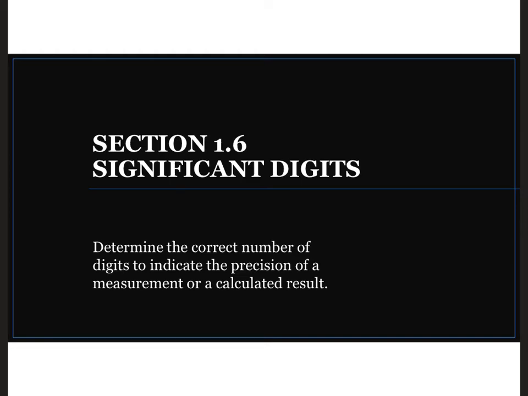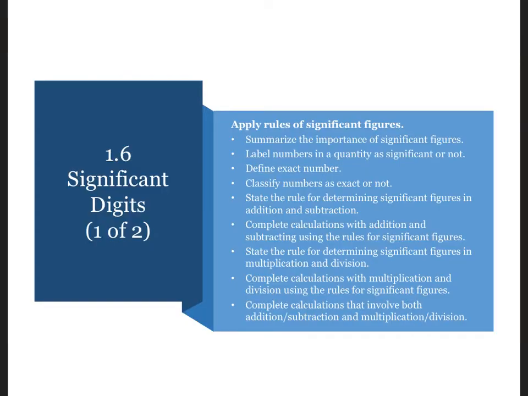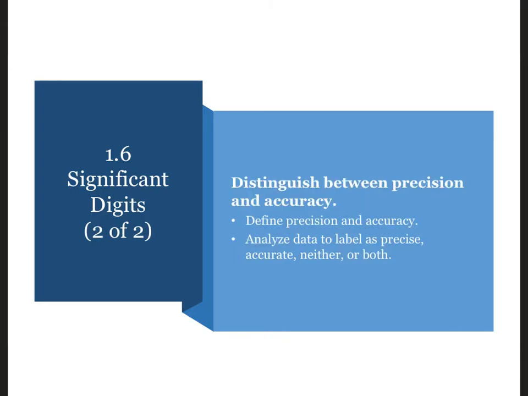In section 1.6, we'll talk about counting meaningful numbers, or significant digits, to communicate the precision of a measurement or calculated result. There are a lot of learning outcomes to get through for significant figures, so pause the video here, if needed, to take notes. We'll also talk briefly about precision and accuracy.